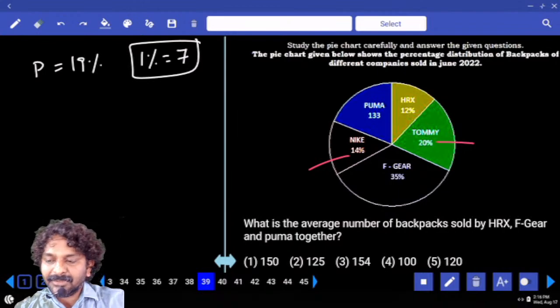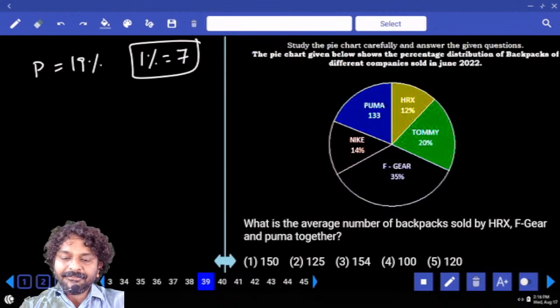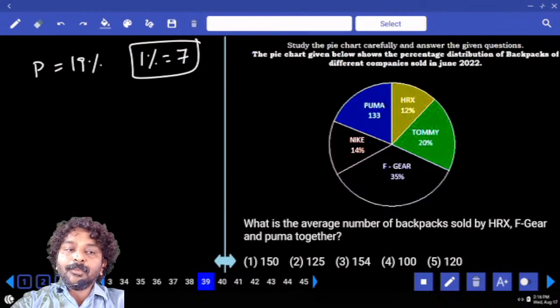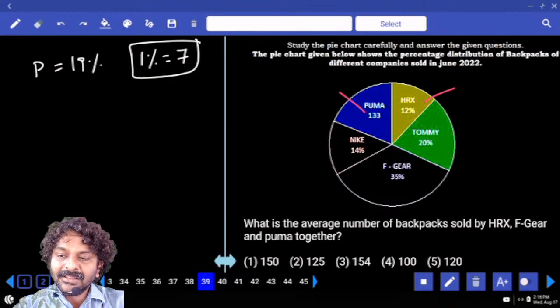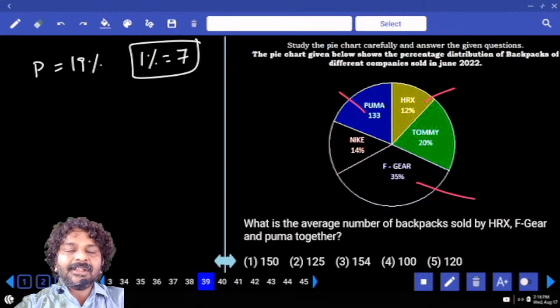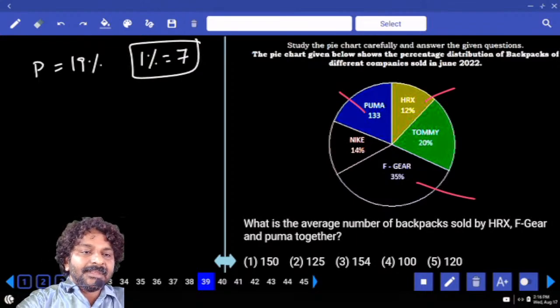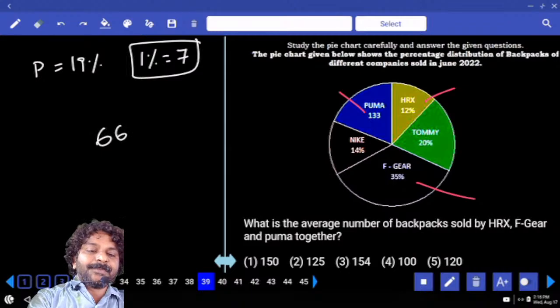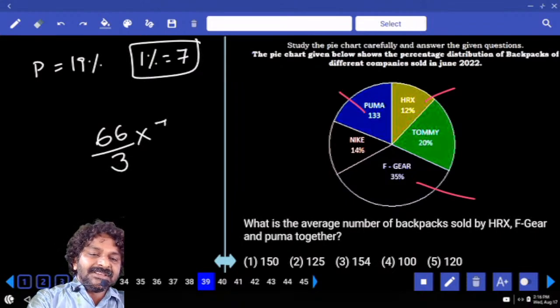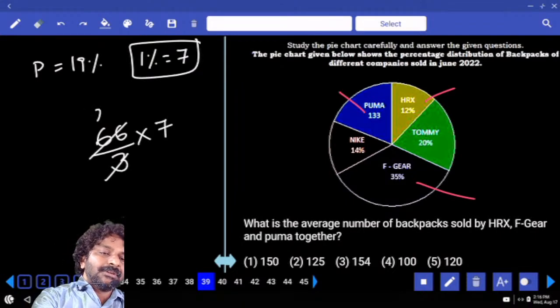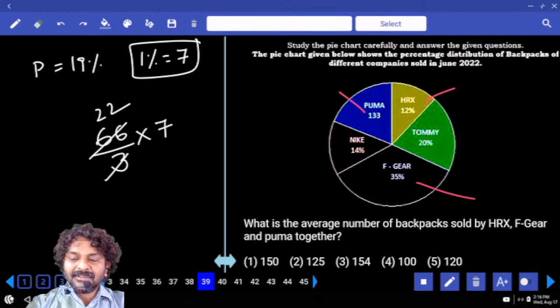What is the average number of backpacks sold by HRX, F-Gear, Puma? Puma in terms of percentage, 19. HRX, 12. F-Gear, 35. 35 plus 12, 47. 47 plus 19, 66%. We were asked to calculate the average, right? Convert into average, divided by 3, where 1% value is 7. 3 how many times? 22 7s, 154.